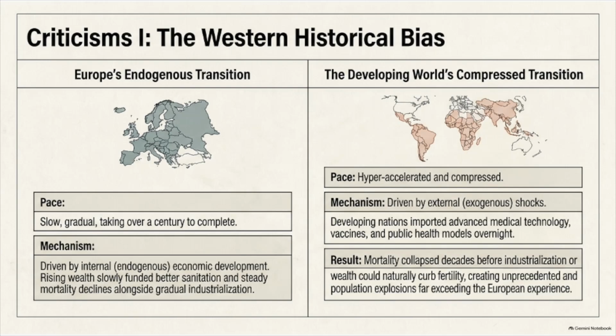In contrast, the developing world's compressed transition was hyper accelerated, driven by external exogenous shocks. As developing nations imported advanced medical technology, vaccines, and public health models overnight, mortality collapsed decades before industrialization or wealth could naturally curb fertility, creating unprecedented population explosions far exceeding the European experience.